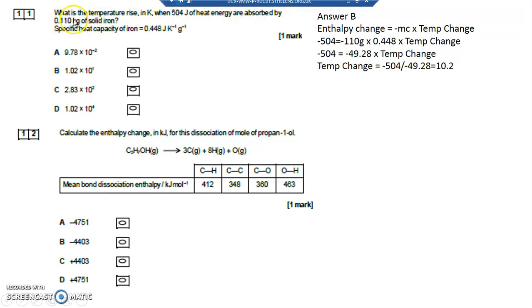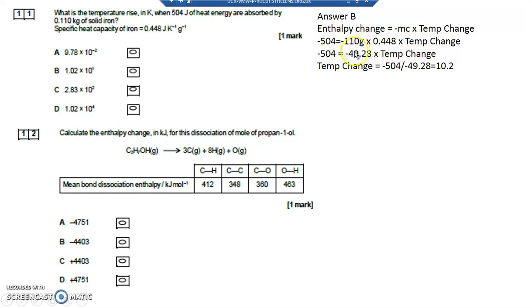So remember, kilograms needs to be in grams. It needs to be in grams for this equation. So I'm going to multiply by 1,000 to get kilograms into a smaller unit. 110 grams. 0.448 is my specific heat capacity that I've been given, multiplied by the temperature change.